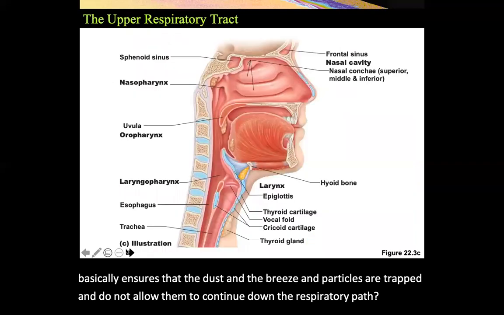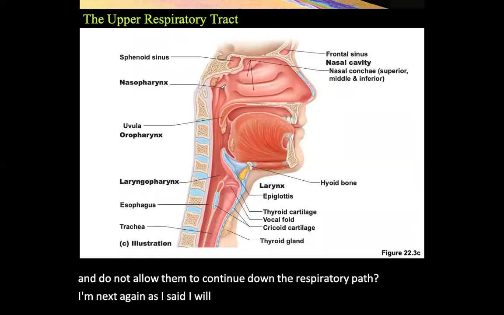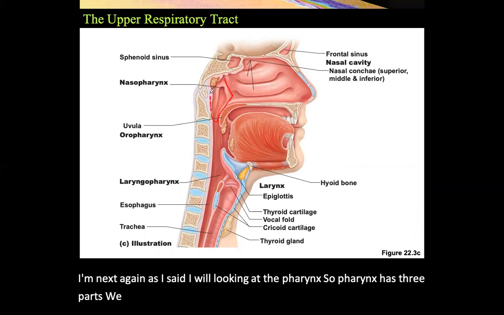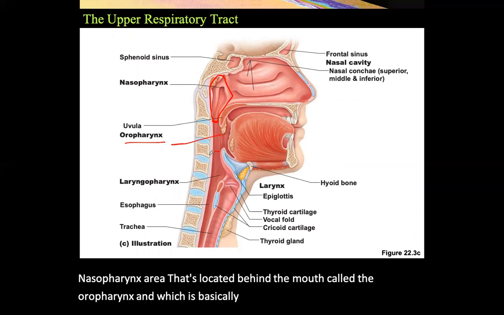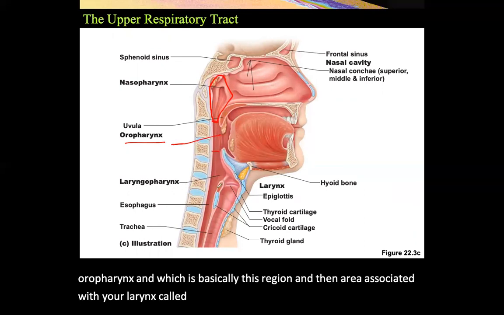Next, again, as I said, we're looking at the pharynx. So the pharynx has 3 parts. We have the part located behind your nasal cavity called the nasopharynx, the area located behind the mouth called the oropharynx, which is basically this region, and then the area associated with your larynx called the laryngopharynx.